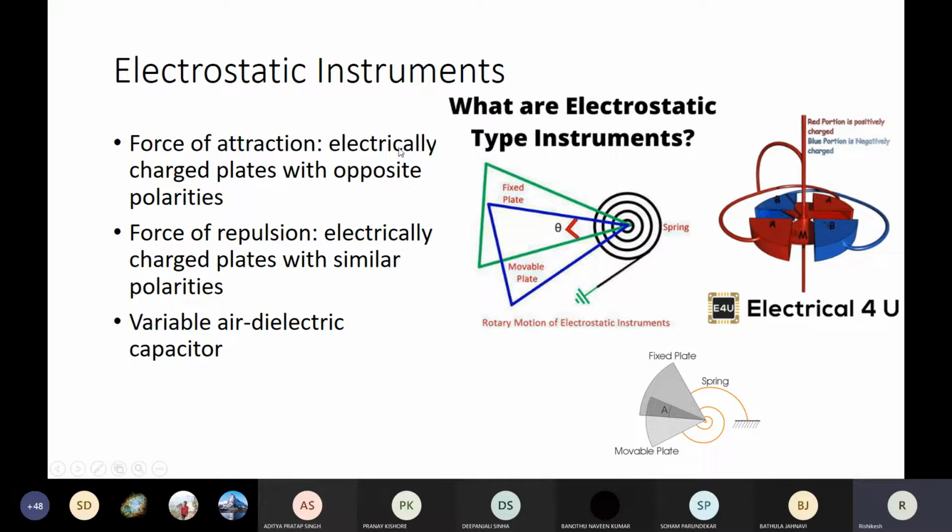Now when electrically charged plates with opposite polarities are there, then there will be a force of attraction. And when they have the same polarity, they exert a force of repulsion. Now as you can see in this diagram, the rotary motion of electrostatic instruments, we again use the spring as a device which exerts the controlling force. And you have these triangular shaped plates. Okay, imagine this as triangular shaped plates. The green color plate is the fixed plate, and the blue color plate is the movable plate.